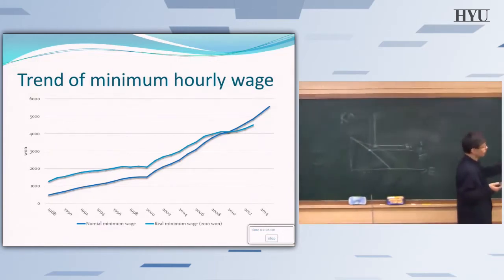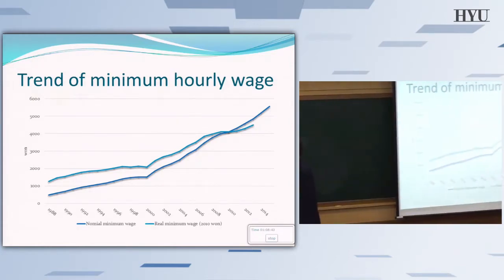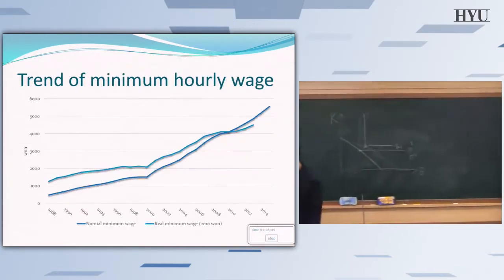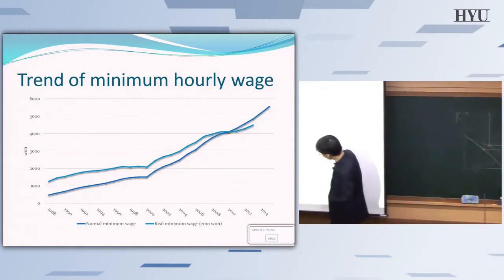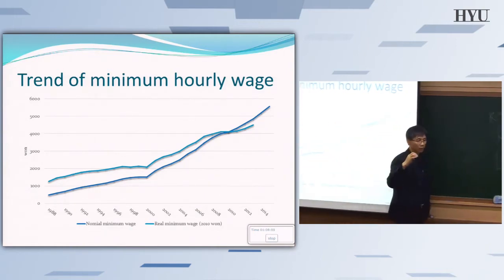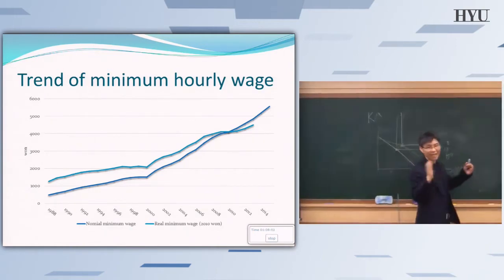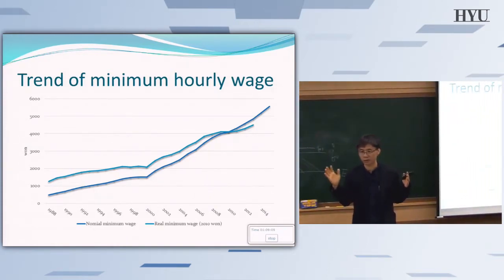So the minimum wage has been in existence for a long time. In Korea's case, it started in 1988, so it has about a 30-year history. But up to 2000, Korea's minimum wage was very limited. It was enforced only for companies that hire a certain number of people in certain industries. So it was a very limited coverage rule.